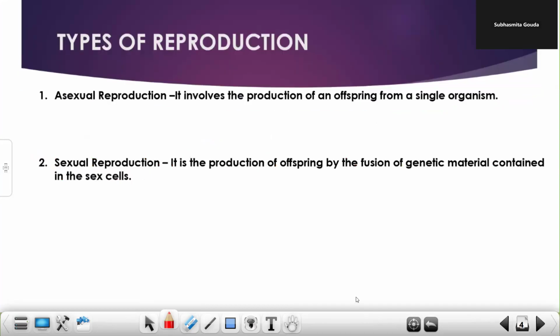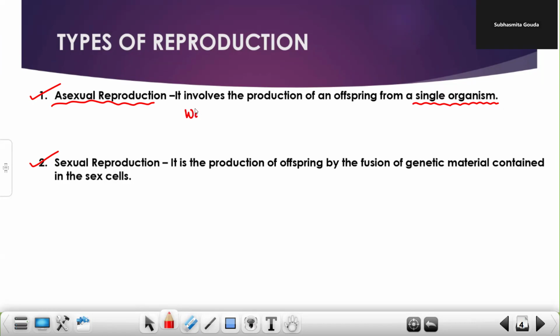Next, types of reproduction. Normally, reproduction is of two types. First one is asexual reproduction, and second one is sexual reproduction. Asexual reproduction involves the production of offspring from a single organism. Here, only a single parent is involved, and it happens without the fusion of gametes.